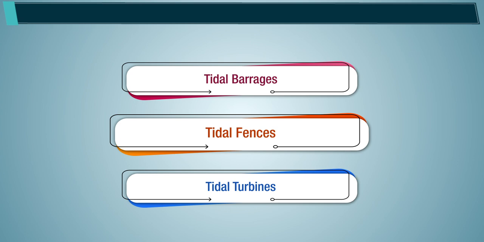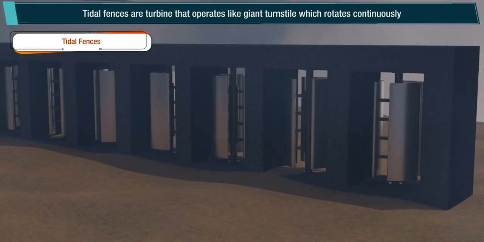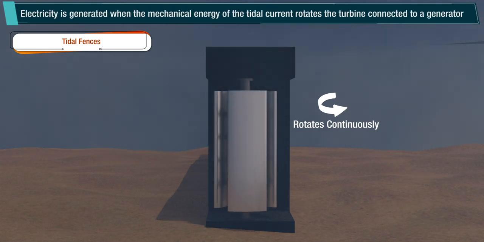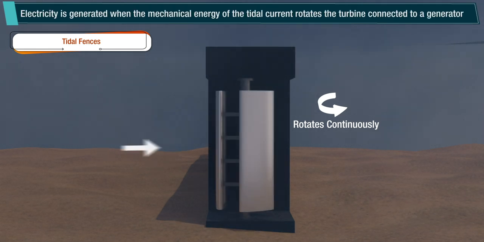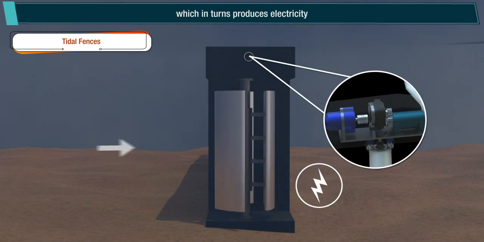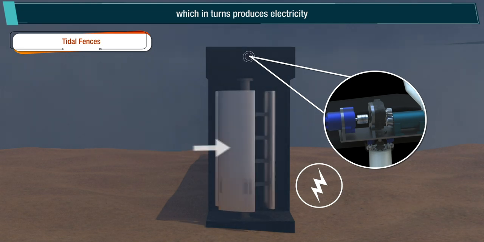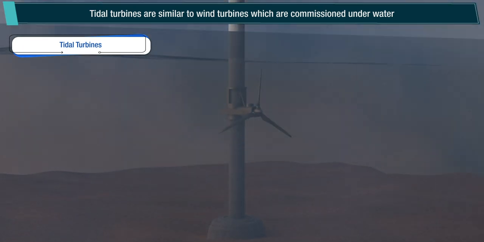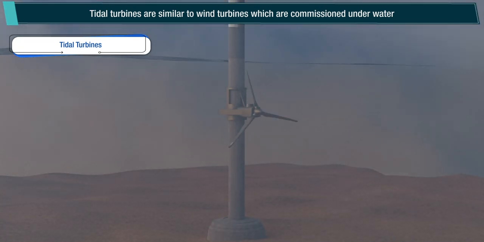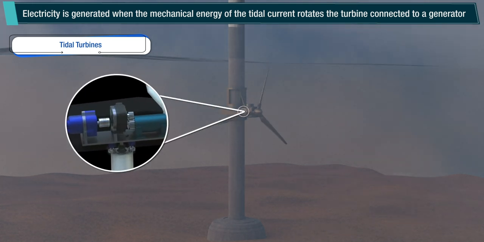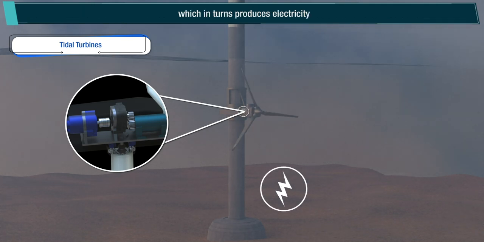Tidal fences. Tidal fences are turbines that operate like a giant turnstile, which rotates continuously. Electricity is generated when the mechanical energy of the tidal current rotates the turbine connected to a generator, which in turn produces electricity. Tidal turbines. Tidal turbines are similar to wind turbines, which are commissioned under water. Electricity is generated when the mechanical energy of the tidal current rotates the turbine connected to a generator, which in turn produces electricity.